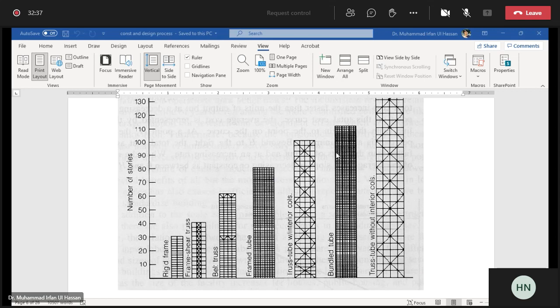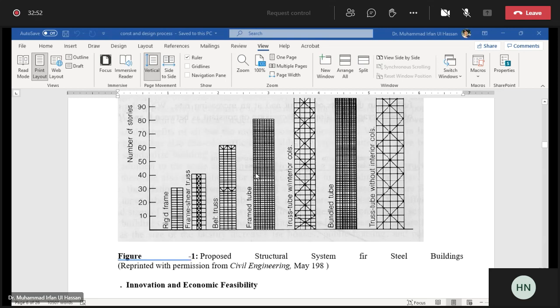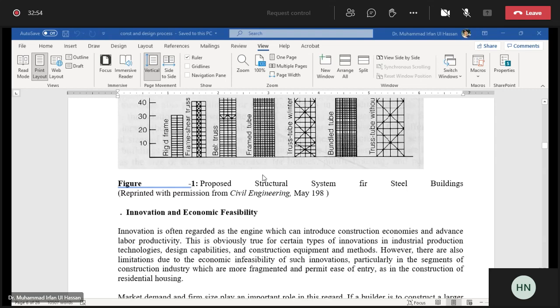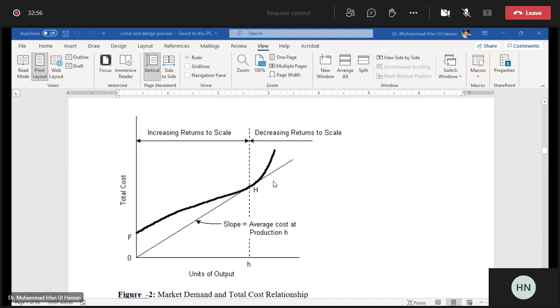Recently, last year, one of my MSc students and a BSc group worked on the tube system. So these are for tall structures: truss tube system, truss tube without columns, frame tube. In this way, you decide the suitable system, innovation and economic feasibility.